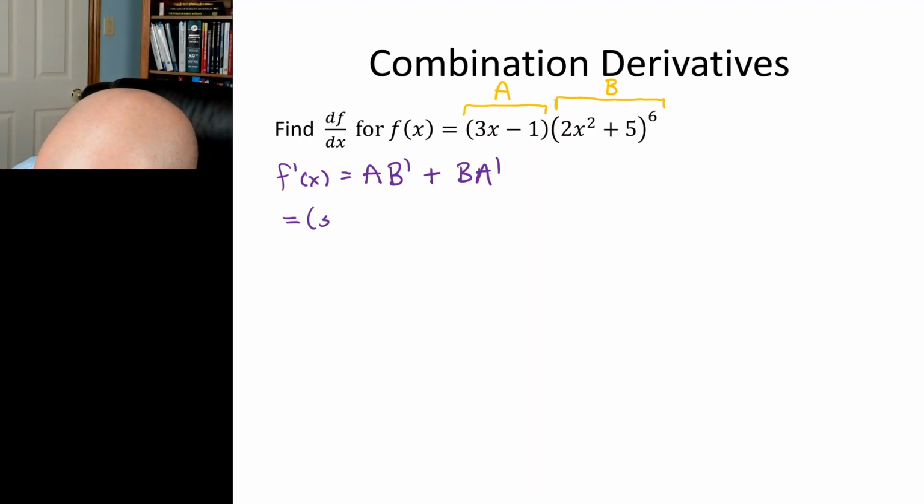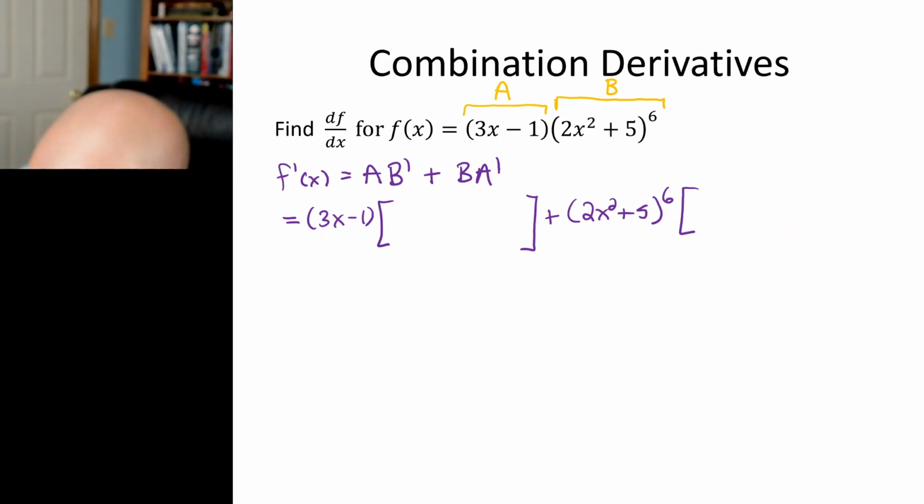So that's a times b prime: (3x minus 1), and I'll leave a space for b prime, plus b, (2x squared plus 5) to the power of 6. Leave a space for a prime. You need less space for a prime. And then calculate those off to the side.